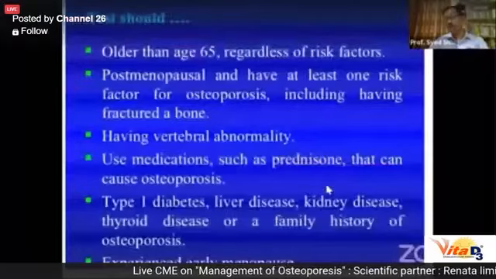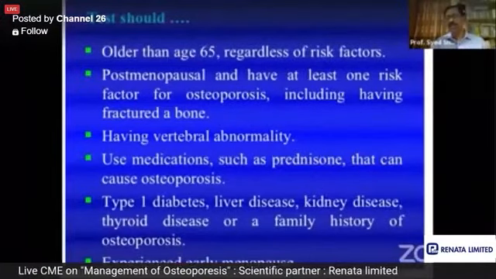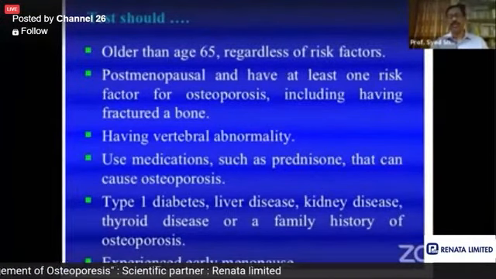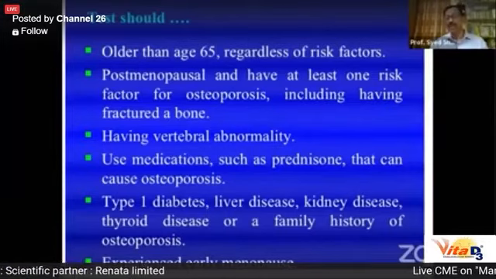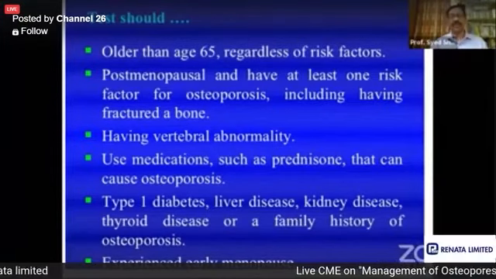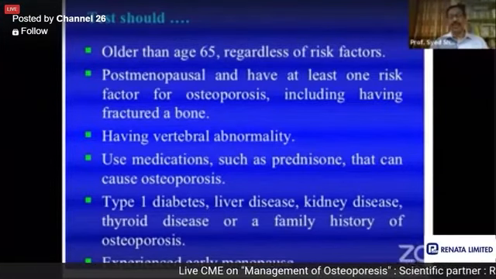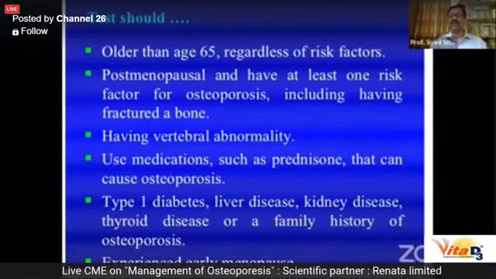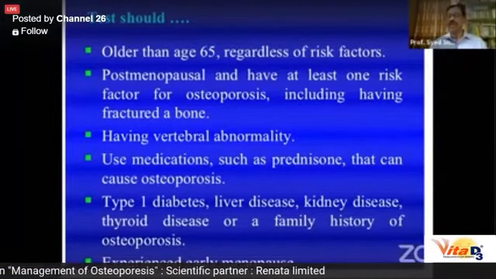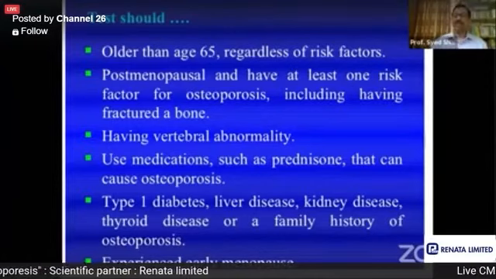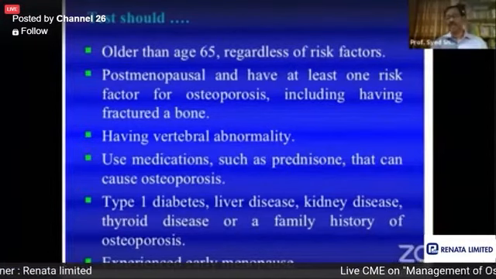Who should go for testing of BMD? This is a very important question, because you cannot send everybody for this test. The candidates are those older than 65 years, regardless of the risk factors. But in the United States of America, they say 65 years in case of female and 70 years in case of male.